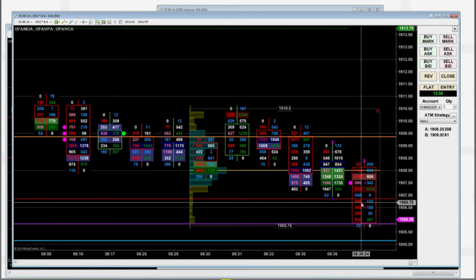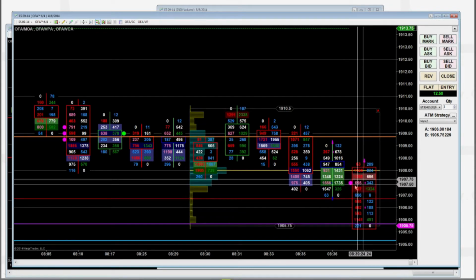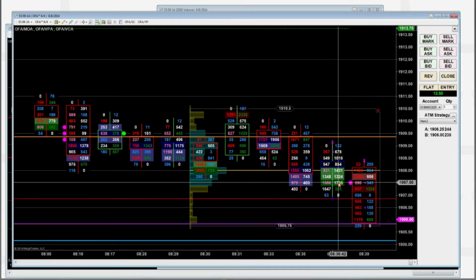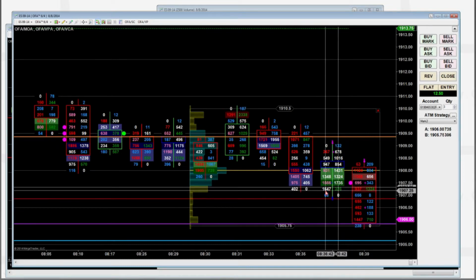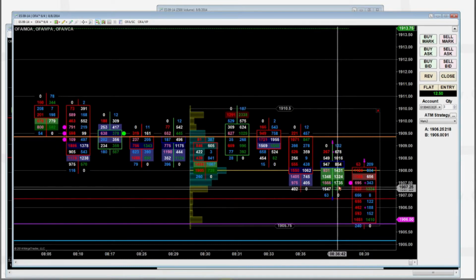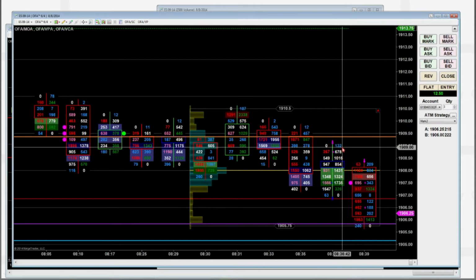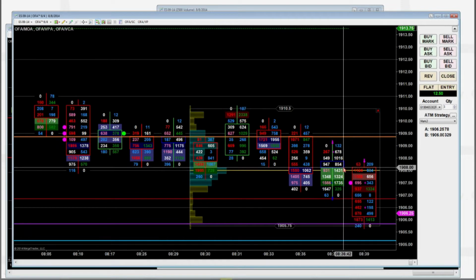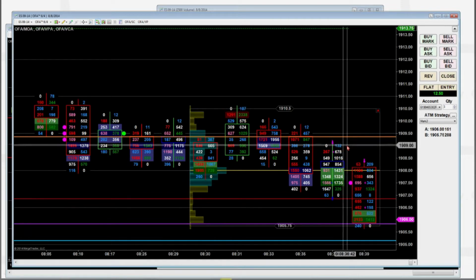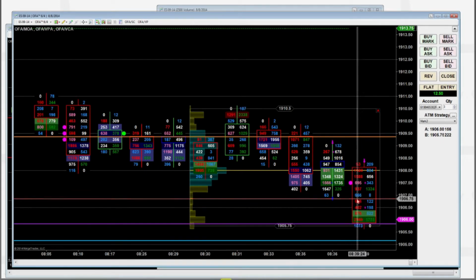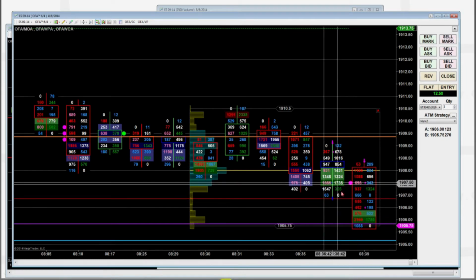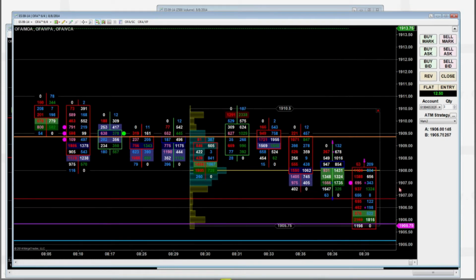All right, so we've got a significant amount. You've got to take the shot where the print tells you to take that shot, right? And it came up and could not get through this level. Like I said, this was VPOC at 1909. If it can't get back up through here and establish VPOC, then this level starts becoming at risk if we start seeing strength back into the bid.